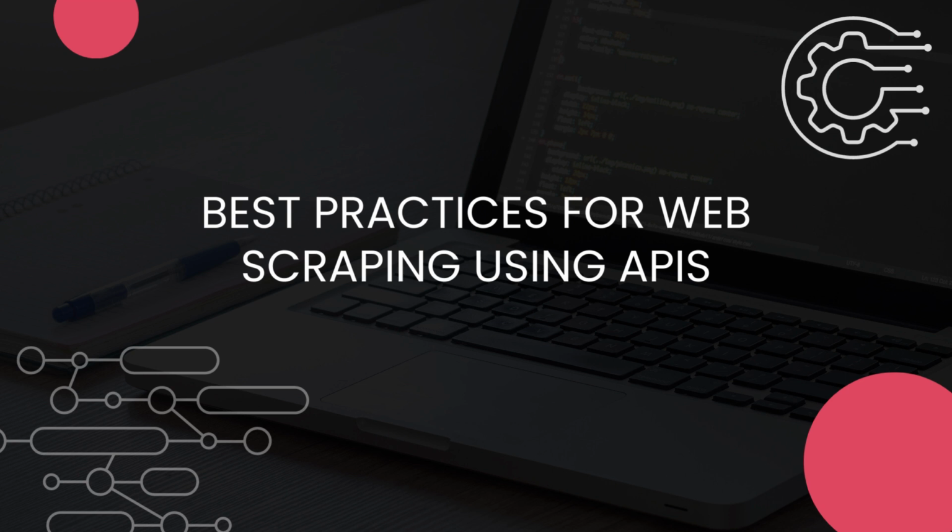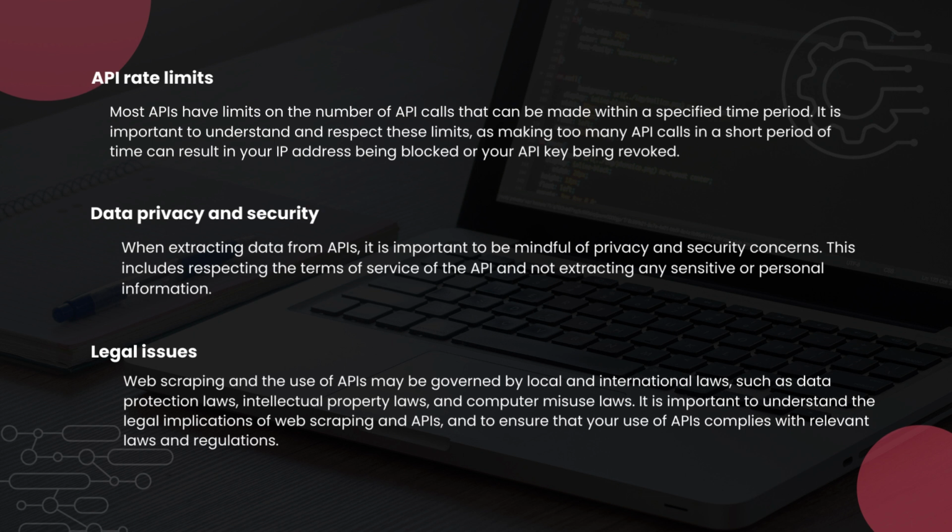Best practices for web scraping using APIs. When using APIs for web scraping, it is important to follow best practices to ensure the success of your project and avoid any legal or ethical issues. The first one is API rate limits. Most APIs have limits on the number of API calls that can be made within a specified time period. It is important to understand and respect these limits, as making too many API calls in a short period of time can result in your IP address being blocked or your API key being revoked.